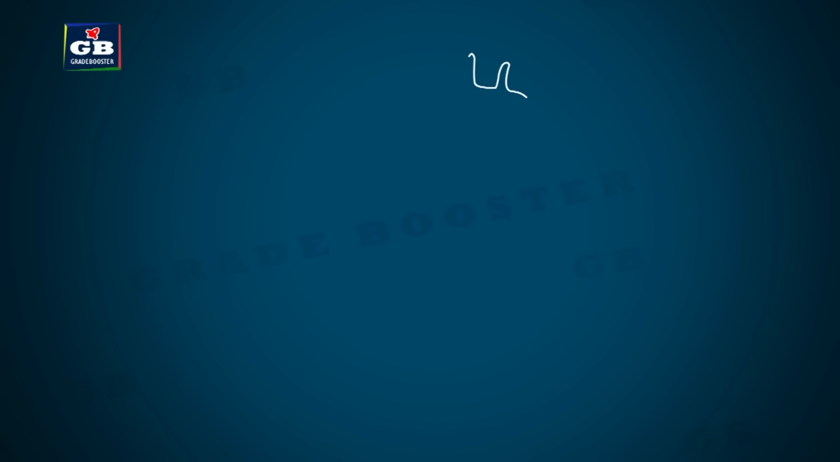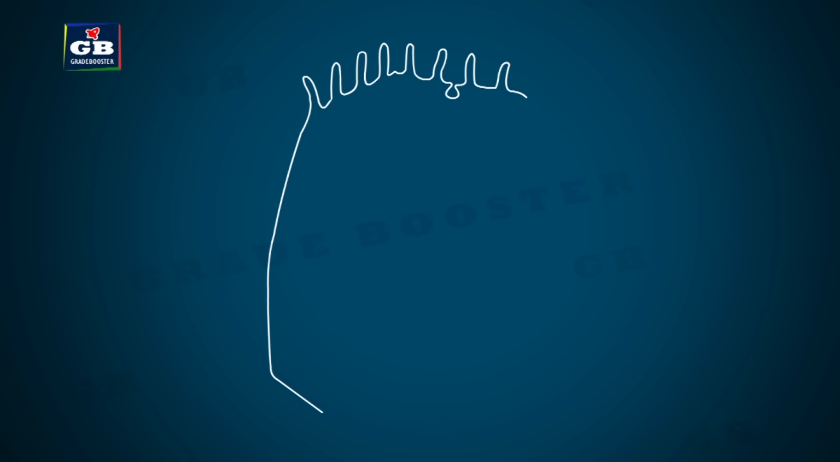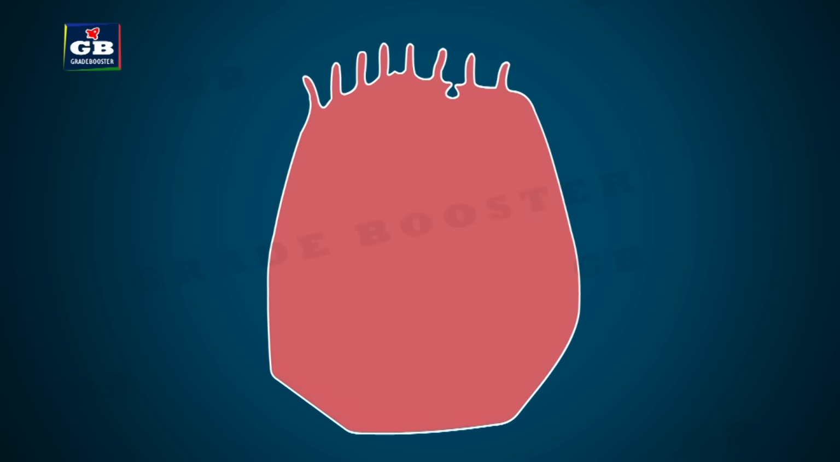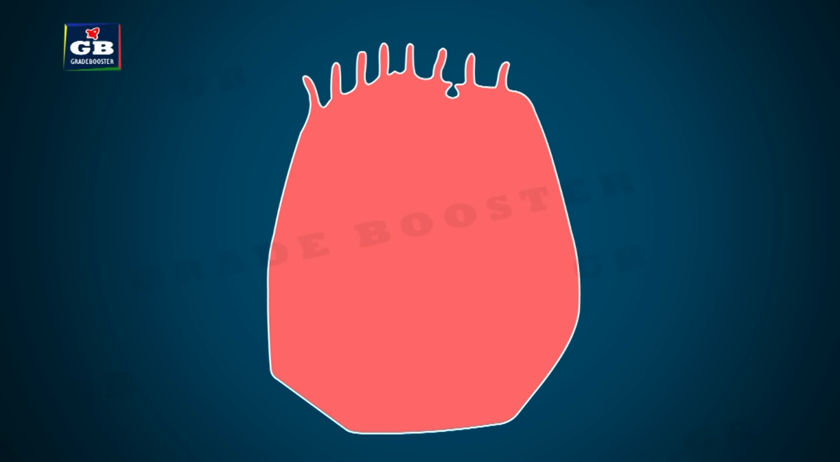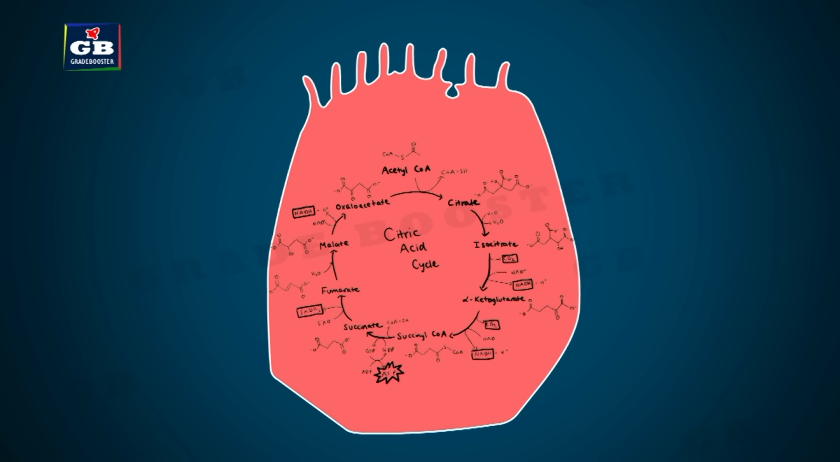Cytoplasm. We have learned that a cell is covered by a cell membrane or plasma membrane. But what is there inside the plasma membrane? The space inside the plasma membrane of a cell is filled by a semi-transparent fluid. This semi-transparent jelly-like material is called cytoplasm. What does the cytoplasm consist of? Cytoplasm consists of water, minerals, enzymes and some organelles. It is the place where many biochemical reactions take place.